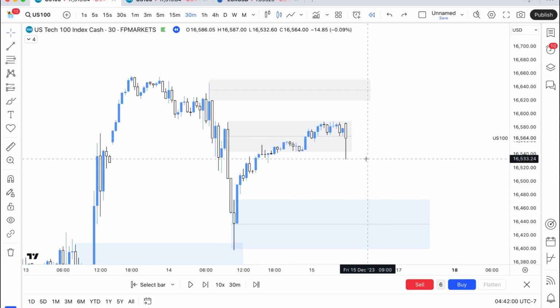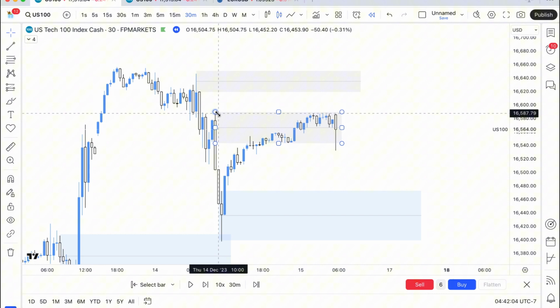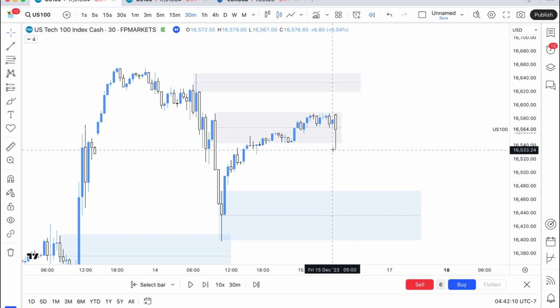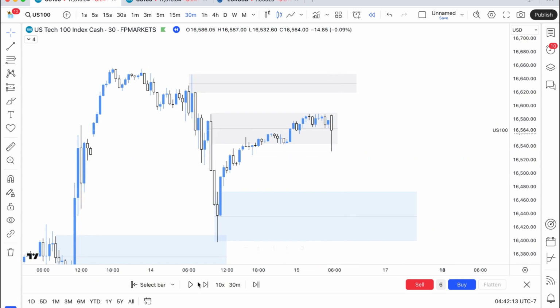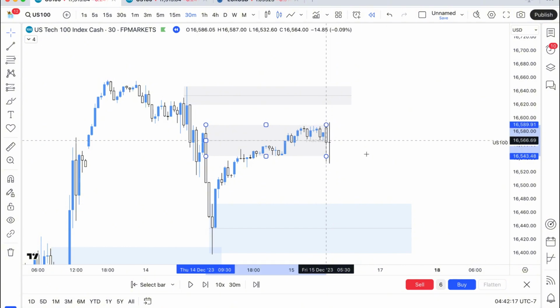Remember, this is a psychological base, not just a mechanical. We have to understand what's happening at each supply zone, both on a mechanical and a psychological base, okay? So let's see what happens here. Price sweeps. Okay, this is interesting.